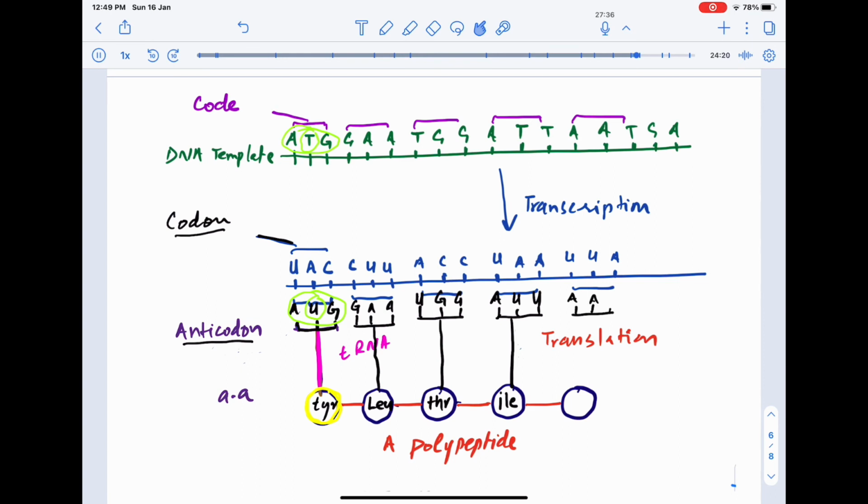At the next position, the tRNA that attaches here has the AAU anticodon, and at the other end, the amino acid attached with this transfer RNA will be leucine again. So you see there are two codes possible for the same amino acid leucine. That is why this genetic code is known as degenerate. This GAA and this AAT both code for the same amino acid leucine.